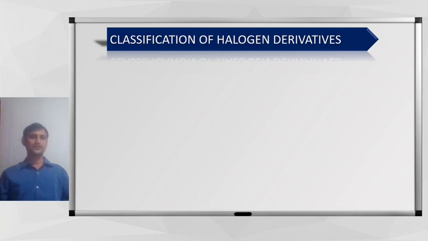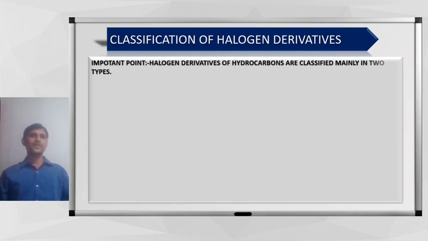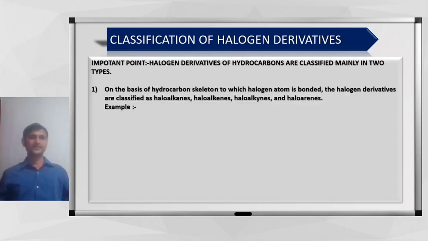Now see the classification of halogen derivatives. The halogen derivatives of hydrocarbons are classified mainly in two types. First one, the classification on the basis of hydrocarbon skeleton or their structure and hybridization. So they are classified as haloalkanes, haloalkenes, haloalkynes, and haloarenes. See the example. This is the example of haloalkanes. In haloalkanes, the halogen is attached to the sp3 carbon. In haloalkenes, it is attached to the sp2 carbon. In haloalkynes, it is attached to the sp carbon. And in haloarenes, it is attached to the sp2 carbon.